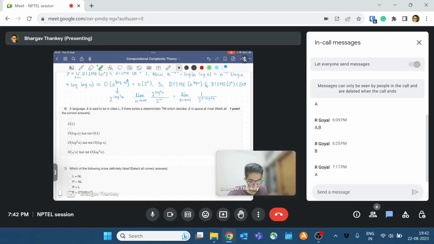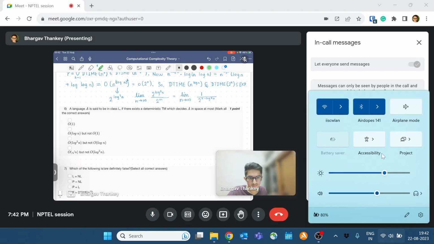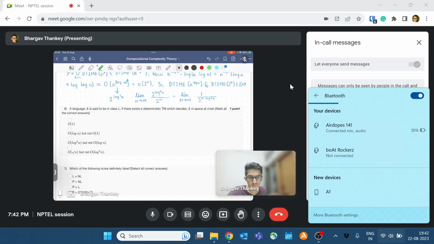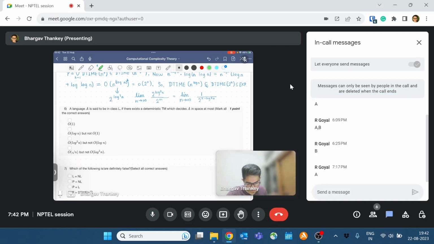I think that ABC are correct. But A and B are correct. Why C? Because log square of n is more or less of the order of, I mean, this is also a logarithmic space only.